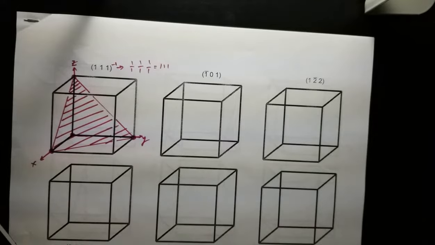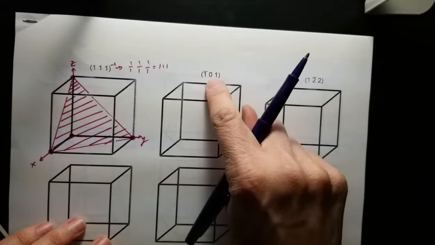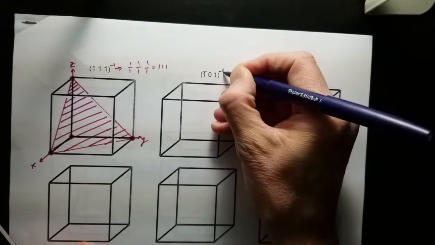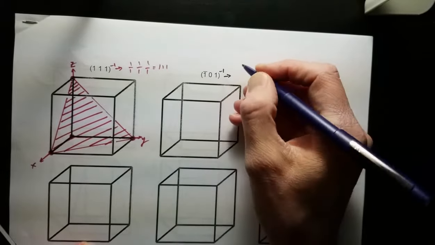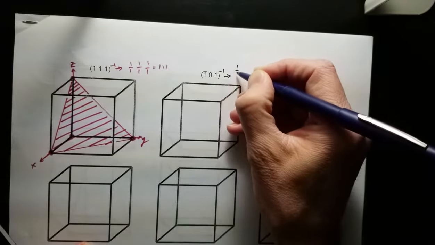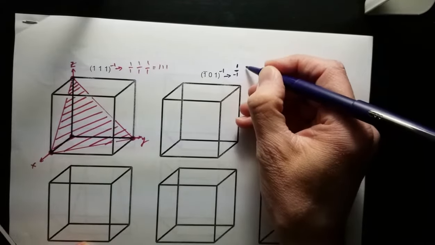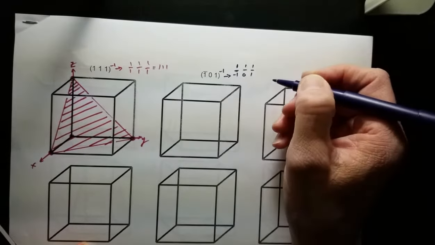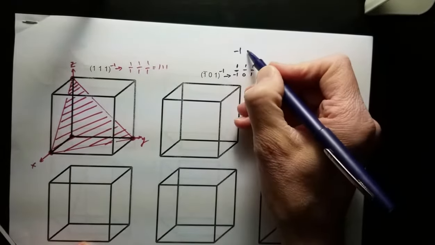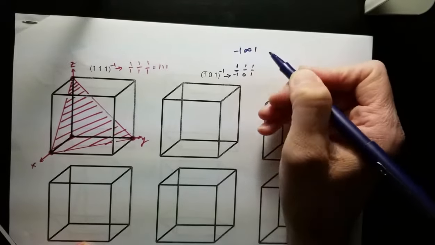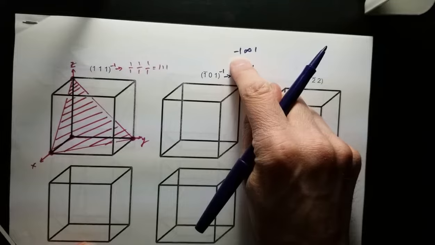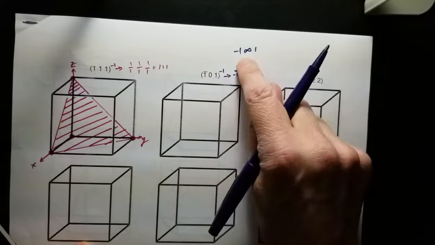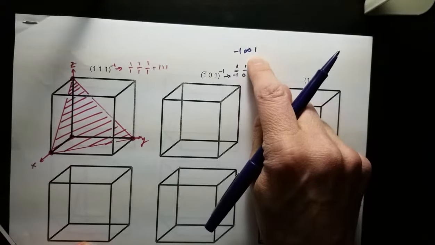Let's try the next one. This is 1 bar, 0, 1. We take the inverse of that. That gives us 1/-1, 1/0, and 1/1. So that is -1, infinity, 1. It intercepts the X axis at -1, the Y axis at infinity, so it's parallel to the Y axis, and it intercepts the Z axis at +1.